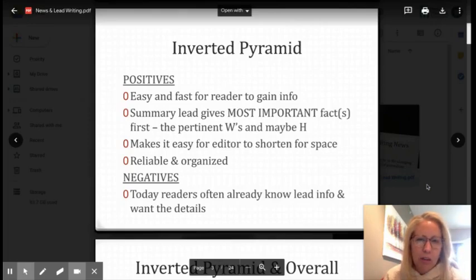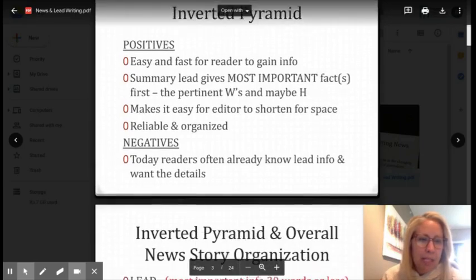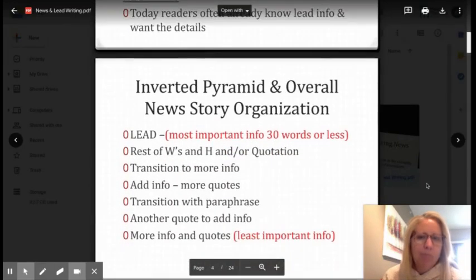quotes and information throughout. Today, however, in social media and the internet, basically where you have headlines popping up constantly, a lot of times the readers already know the who, what, when, where, why, how, or some of that. And so they want to kind of skip the lead and get to some of the other information. So a lot of times clickbait headlines or social media posts will have the information in the lead, and you have to kind of dig to get information they might not know.